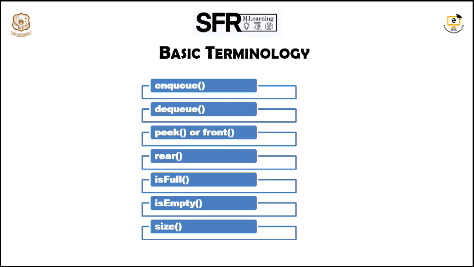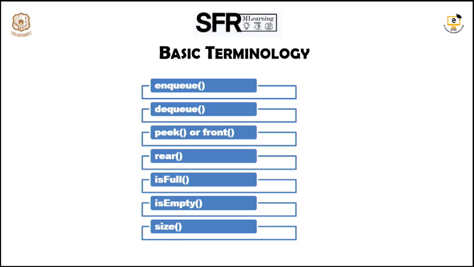Now let us see the basic operations on a queue. Some of the basic operations for a queue in data structures are: NQ, which is used for insertion of elements into the queue. DQ, which is used for removal of elements from the queue. Peek or front, which is used to access the data element available at the front node of the queue without deleting it. Rear operation, which is used to return the element at the rear end without removing it.